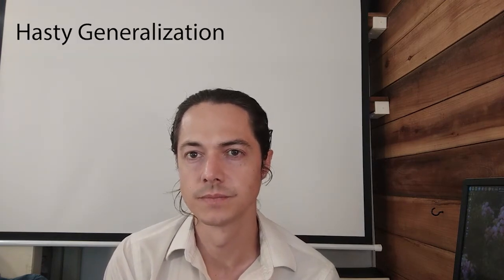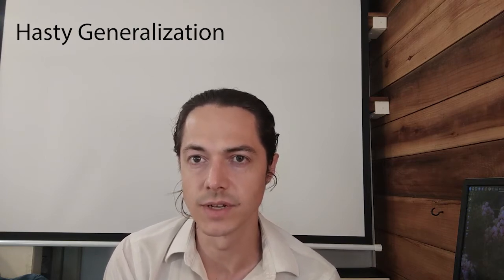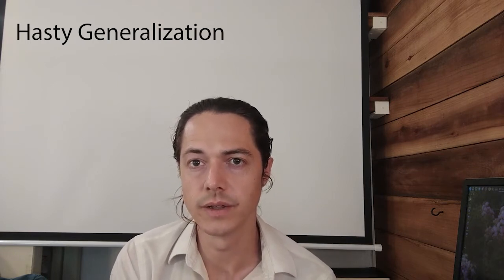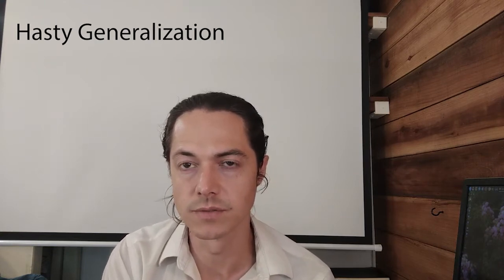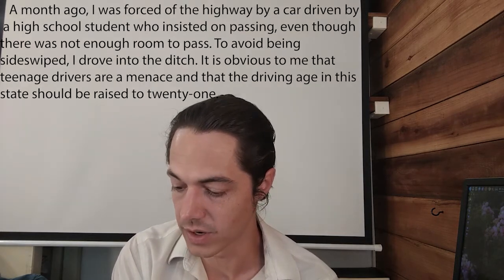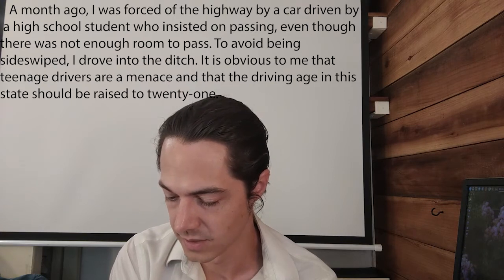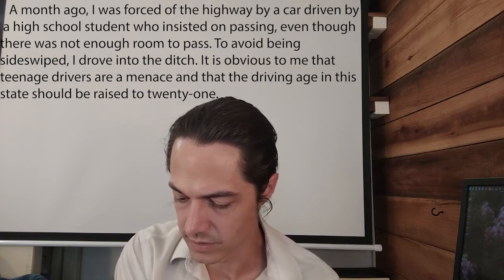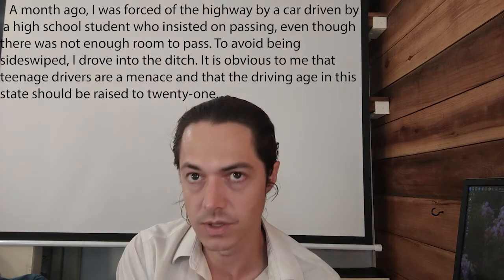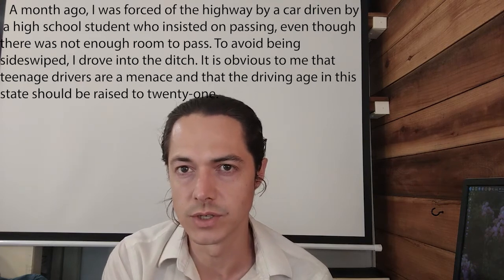Hasty generalization. So a hasty generalization is a conclusion reached too soon, based on not enough evidence. Something like a generalization would need to be based on many perspectives, a lot of evidence for it to be persuasive. So an example of one is as follows. A month ago, I was forced off the highway by a car driven by a high school student who insisted on passing, even though there was not enough room to pass. To avoid being sideswiped, I drove into the ditch. It is obvious to me that teenage drivers are a menace and that the driving age in this state should be raised to 21. So that's a hasty generalization. Based on a single experience, this sweeping conclusion is reached.